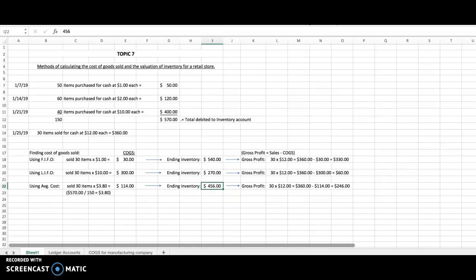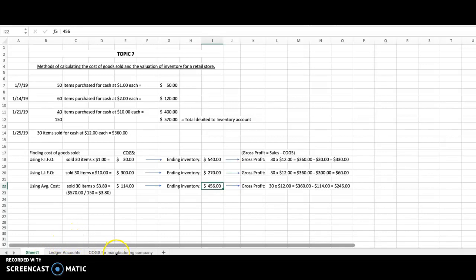Go back and review this a couple of times if you need to, because it's important to get this straight so you understand exactly the relationship among the 3 different methods of determining cost of goods sold.